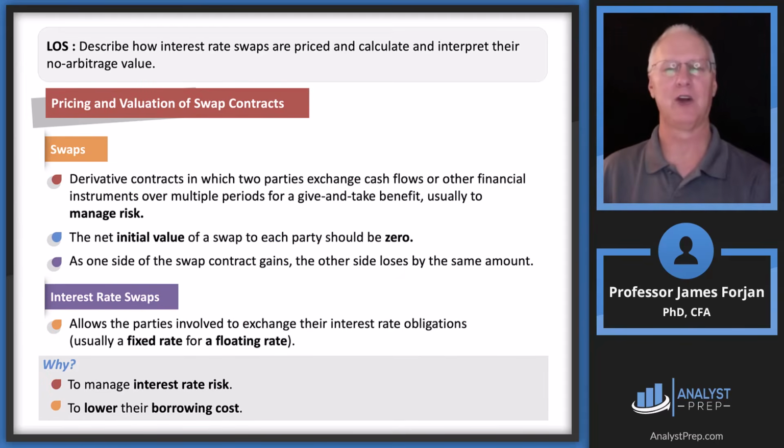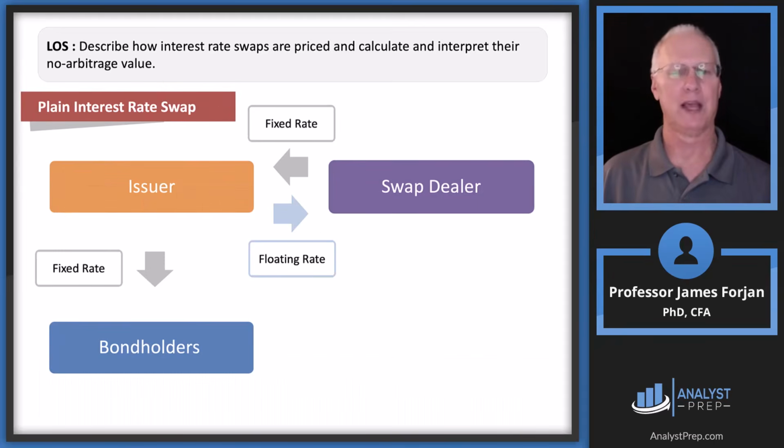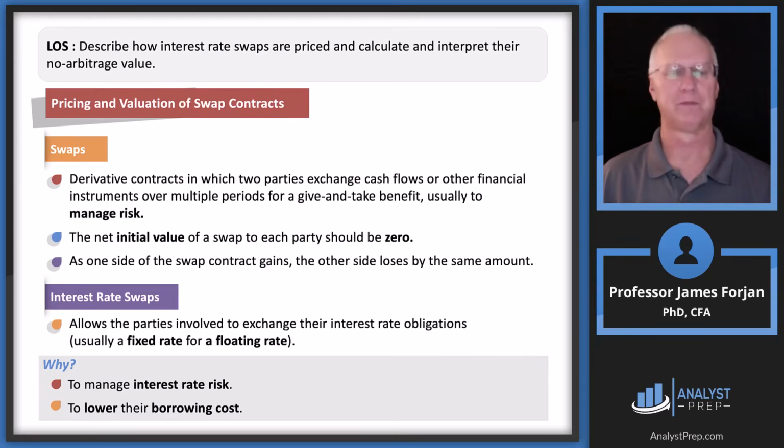The initial net value should be equal to 0, right? As one side of the swap contract gains, the other side loses by the same amount. Once again, zero sum. So look at that orange teardrop point. The interest rate swap allows parties to exchange their interest rate obligations, fixed for a floating, and that's what we did right here.